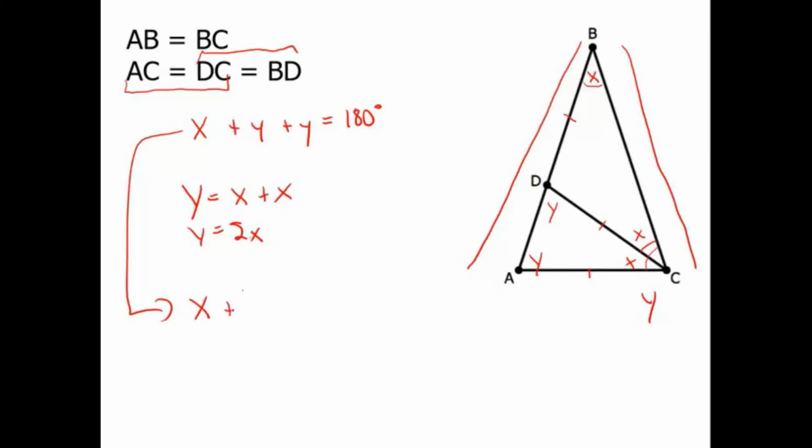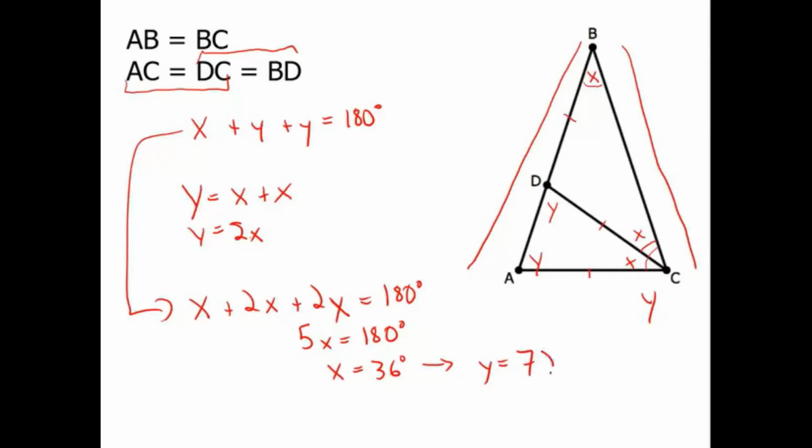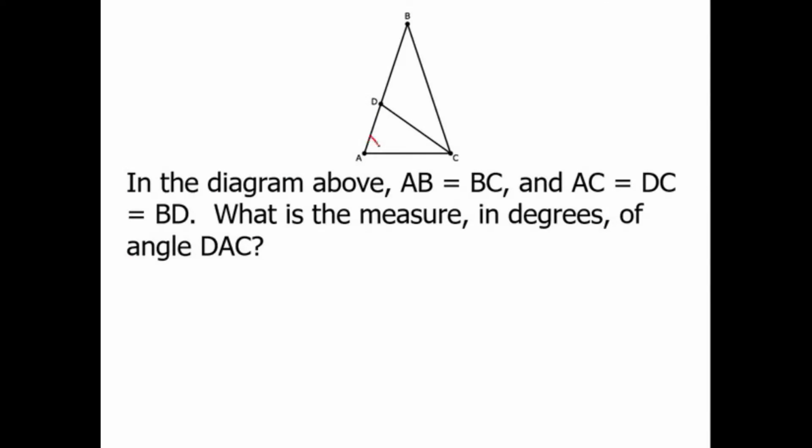We get x plus 2x plus 2x equals 180, or 5x equals 180. Divide by 5, x equals 36, y is 2 times that, so y is 72 degrees. And so we have, in the big triangle, a 36-degree angle at the top, and then 2 base angles, each of 72 degrees. And the question is asking for this angle, DAC, so that angle there has a measure of 72 degrees.